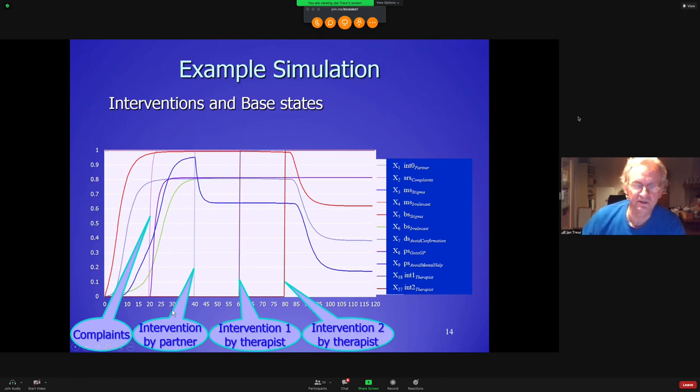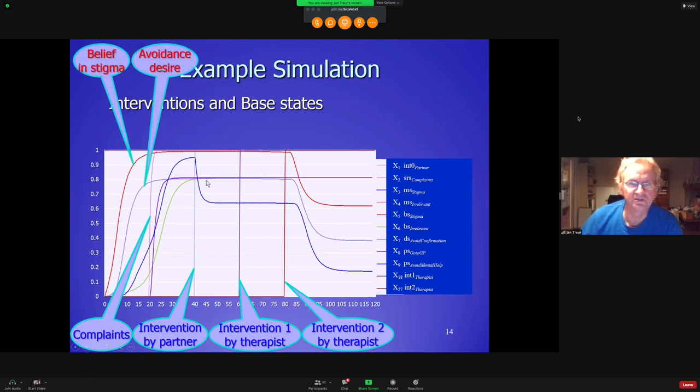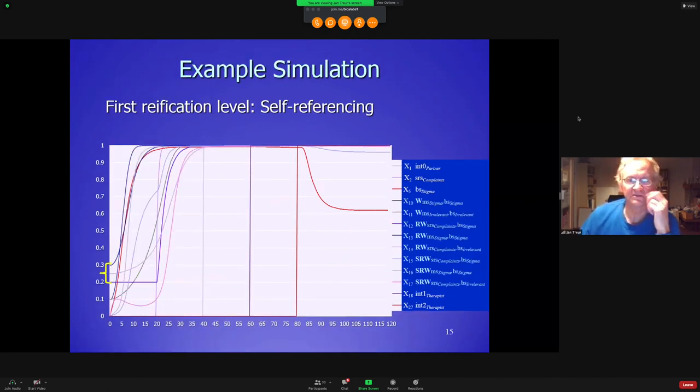So these are external things. They come from the outside. They are just scheduled externally. What happens is that this red line, you should take into account in all pictures, I repeat that one. That's the belief state about the stigma. You see that it is high and it does not react to the intervention by the partner, so that doesn't help. The first intervention by the therapist has a very small effect, but not much. Only the second intervention by the therapist has more effect. Now it is really going down. And the other things here are the avoidance desire and avoidance preparation, which also go down after the second intervention, and the belief about irrelevant is also here. So let's look at the other level. The first.